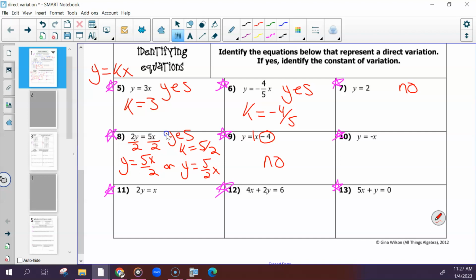Right? We'll come back to any others that we want to see or go over in a moment. But before we do that, do we have any questions on how to determine if an equation is direct or not? If not, go on to the next page.